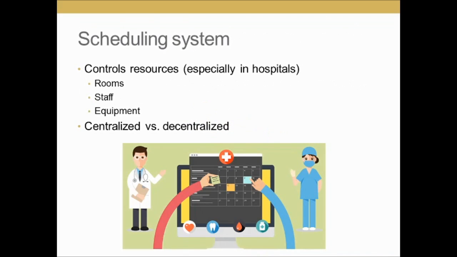The scheduling system is going to control resources, especially in hospital settings, which is really important for things like knowing which rooms are taken, which staff are supposed to be in which area of the hospital, and which equipment is being used and when. If a scheduling system is centralized, that means that somebody would only have to call one number in order to schedule multiple things. If it's decentralized, that means that they have to jump through a lot of hoops and call a lot of different places to schedule multiple things.